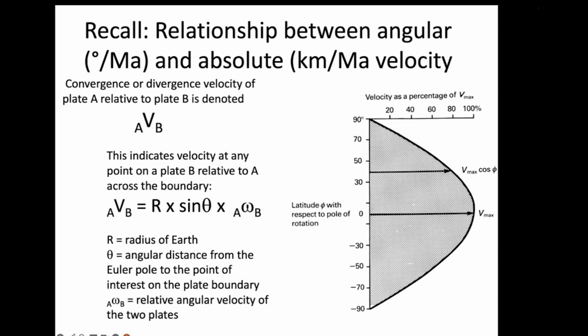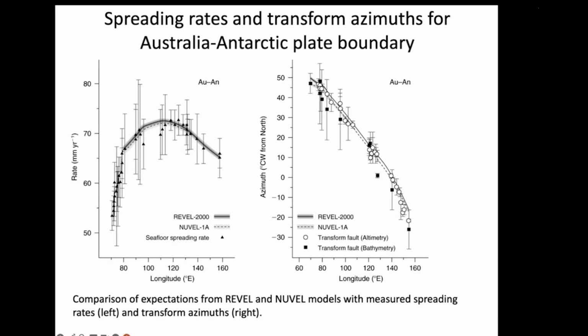So let's look at some comparisons. These are spreading rate and transform azimuths for the Australia-Antarctic plate boundary, right? So Australia and Antarctica are moving apart. There's a mid-ocean ridge between them. And over here on the left, we're looking at the rate, and over here we're looking at the azimuth, clockwise from north, right? That would be due north. This would be sort of off in the northeast.